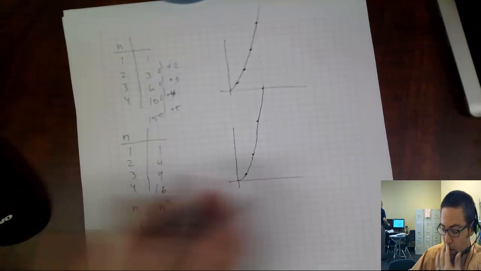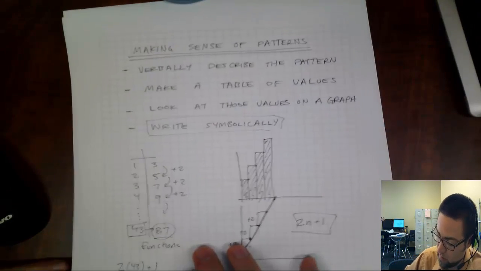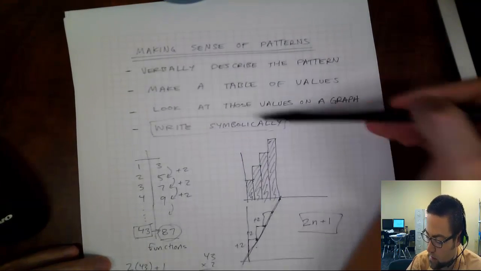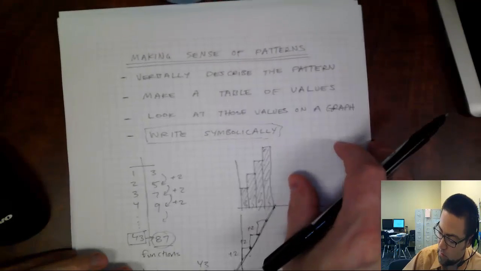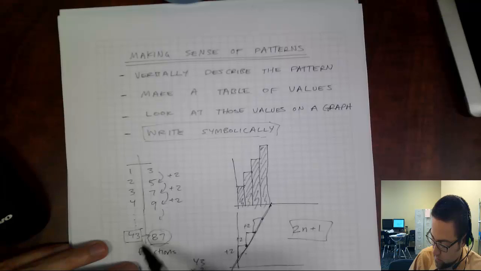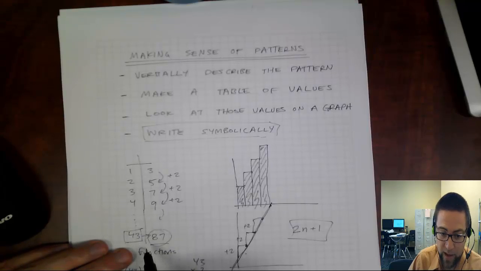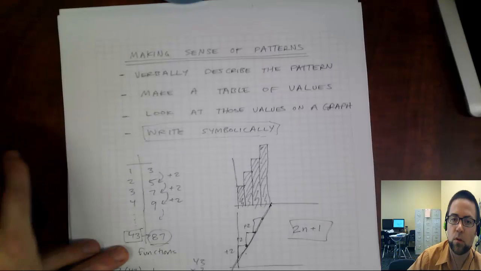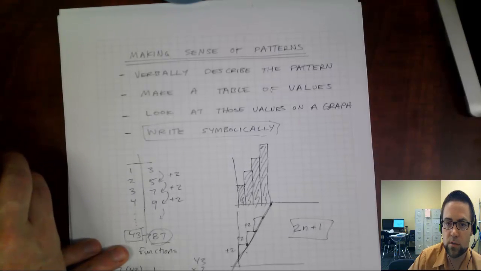So that's one of the neat things about making sense out of these patterns is if we can get to writing them symbolically, then we have a lot of power in guesstimating, and we can do it with a great deal of accuracy what it is at a certain point. So go ahead and do the exercises that follow.